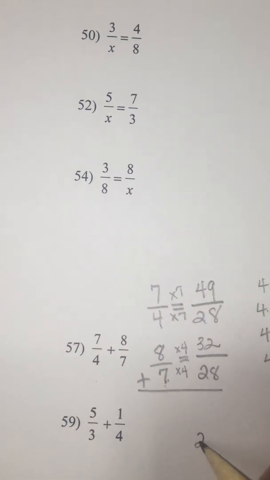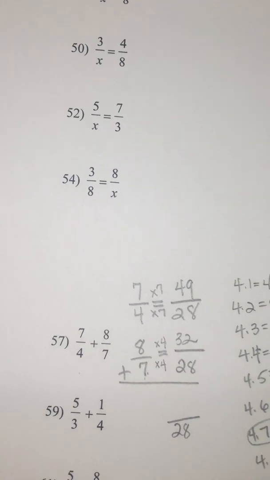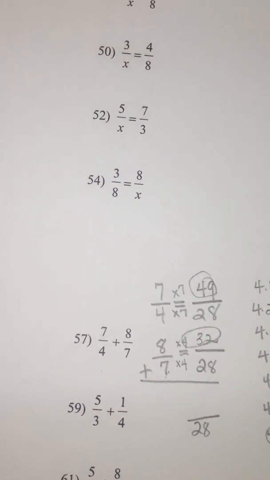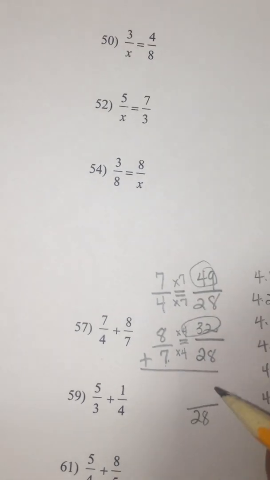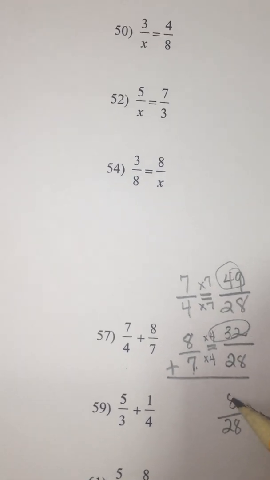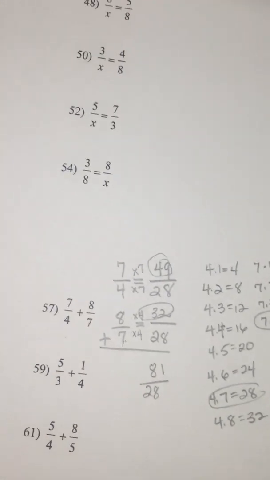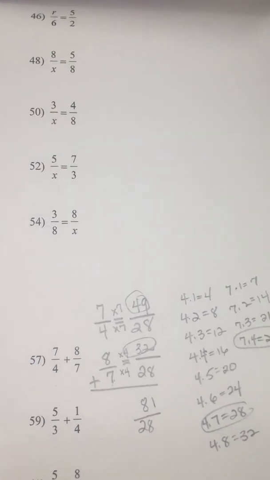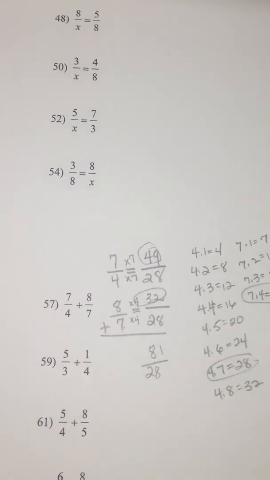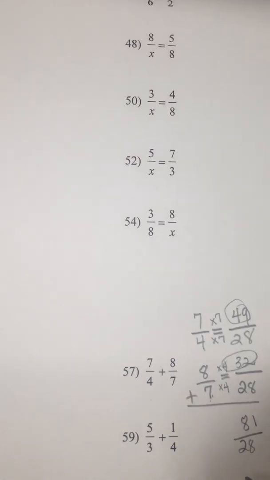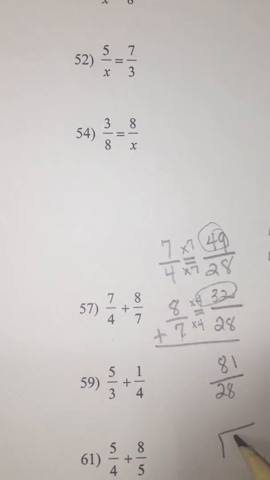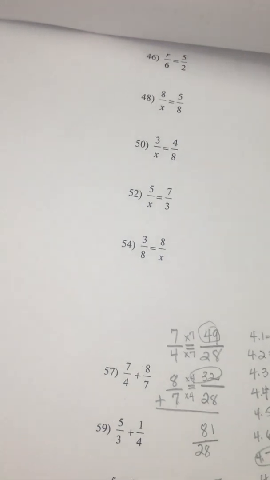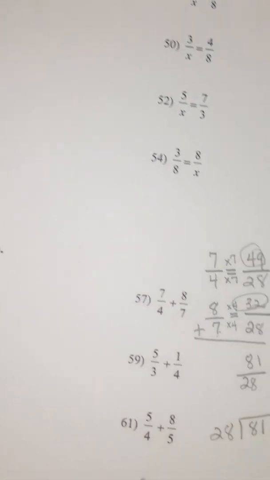We're going to leave our denominator the same, and we're going to add our numerators. 49 plus 32 is going to give us 81. I noticed that 81 over 28 is definitely an improper fraction, so let's divide that out. The top in and the bottom out. So numerator in and denominator out.